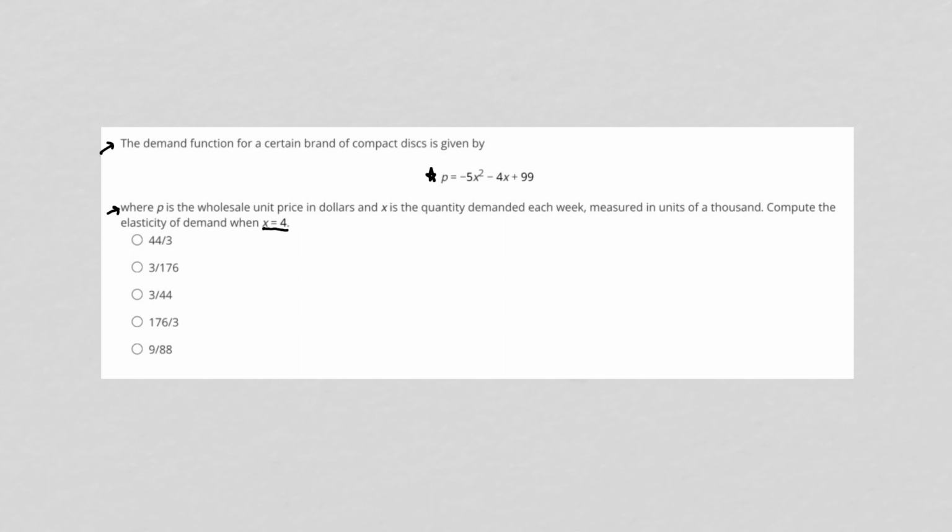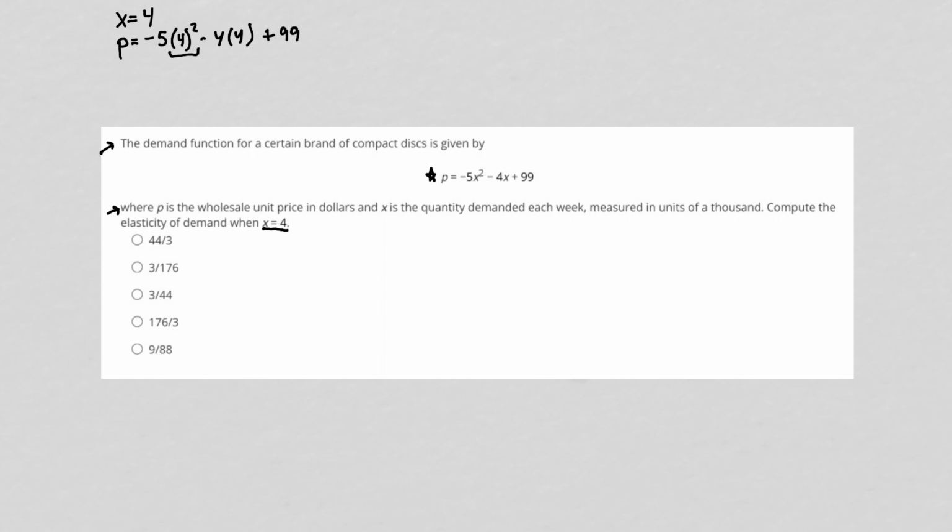Okay, so I'm going to just write up here in the left corner everything that I know. So I know that X is equal to 4. Because I know X equals 4, that actually also helps me to figure out what P is equal to. So I'm going to write out my P equation, but I'm going to replace X with 4. So I have P equals negative 5, instead of X squared, that'll be 4 squared, and then minus 4 times 4 plus 99.